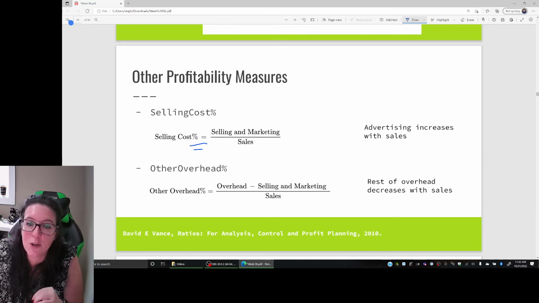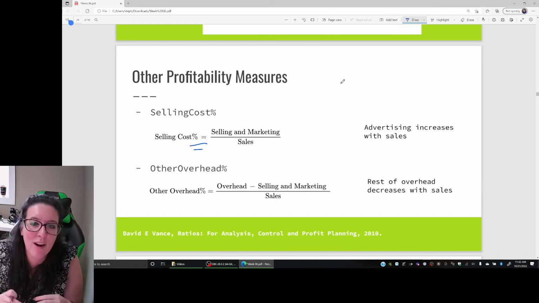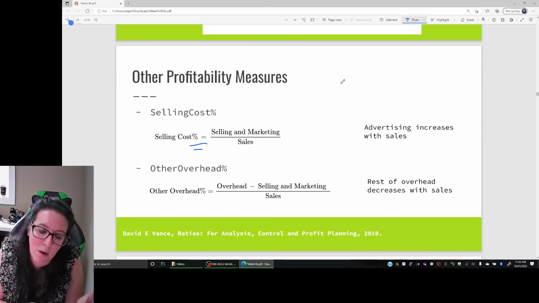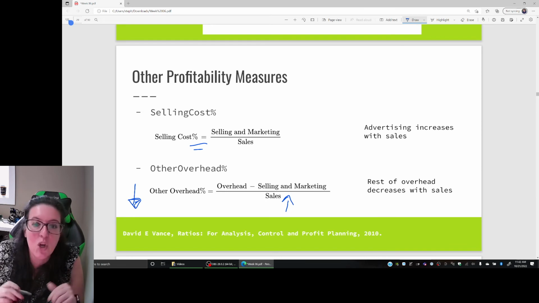We can also look at other overhead percentage. This is all the overhead besides the selling and marketing. So this is other upper management, utilities, and insurance costs. When we look at the rest of the costs not tied to sales and marketing or the cost of production, we would like to sell more and not have these costs go up at all, which means the other overhead percentage should go down as we sell more.